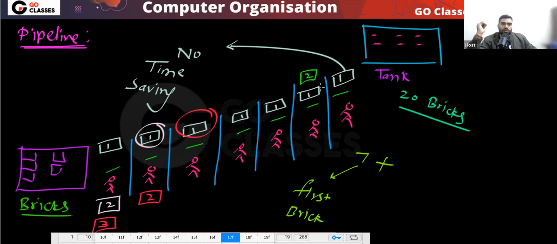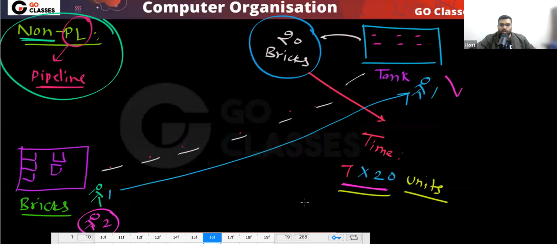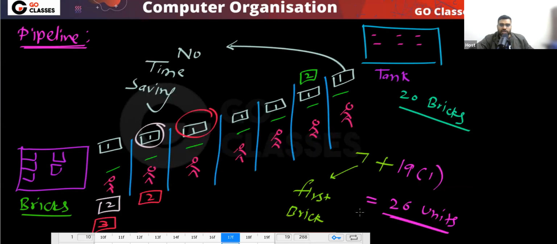Okay, so now you tell me how much time it will take for the remaining bricks. For the remaining 19 bricks, they are coming one after the other, right? Yes or no? So total how much time are you taking? Only 26 units. Yes or no? So a lot of time you are saving or not? A lot of time you can save by this pipeline execution, yes or no? Did you understand this?